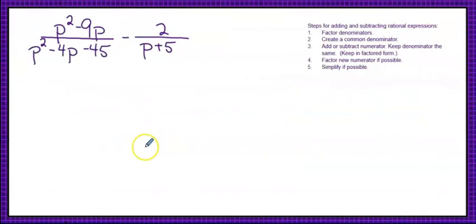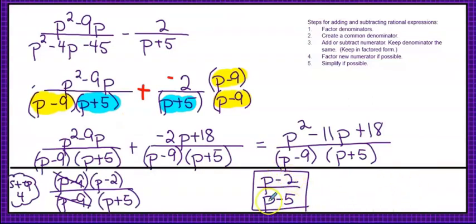Okay, I think we'll try one more. If you want to pause your video and come back, I'm going to pause and I'm going to work this out and then I'll bring you back with the answer. Okay, so the answer is p minus 2 over p minus 5. I factored this denominator into p minus 9, p plus 5. They both have the p plus 5 in common. This one needed the p plus 9 multiplied into it.